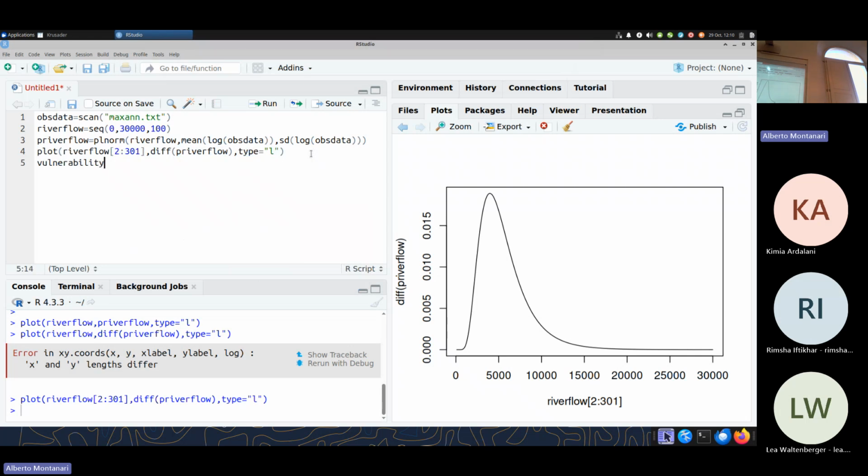Vulnerability is equal to repetition of 0, 301, and then I do the same for exposure, Control C, Control V, exposure. Very good. Now, let's see, vulnerability.